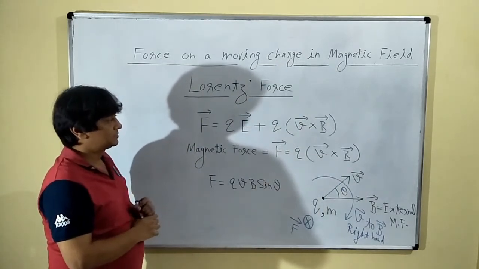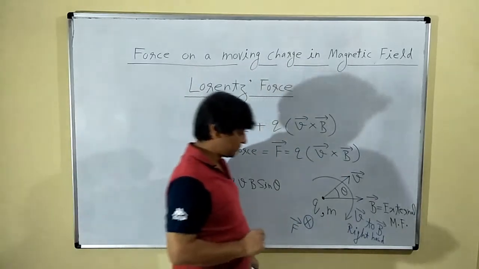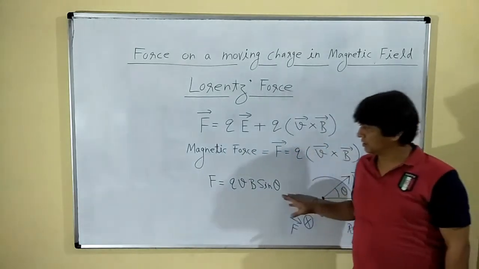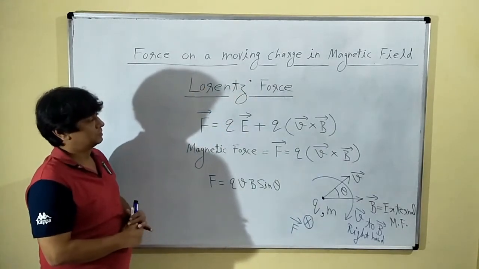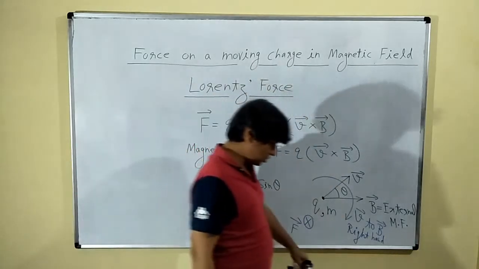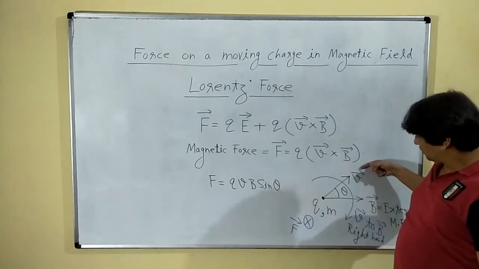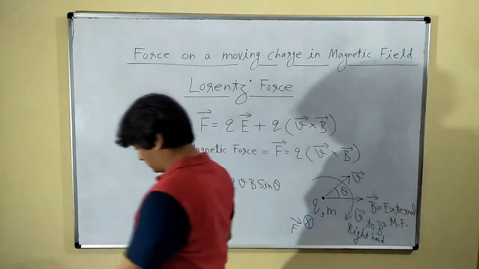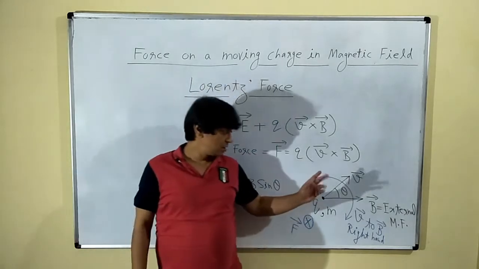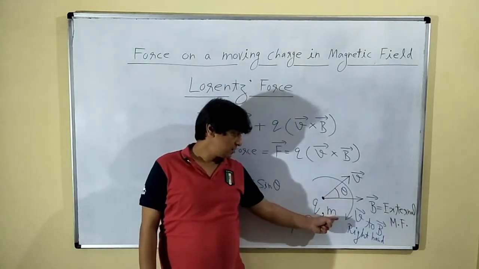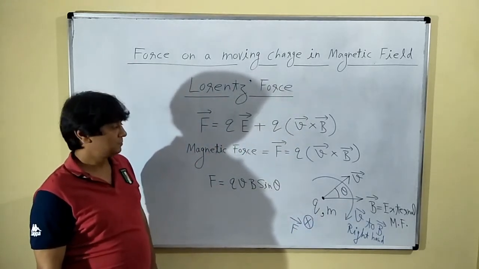In this part, what things do you have to note down? One is this whole information, and then also note down the statement regarding the direction part. Note down the statement: Direction of magnetic force is perpendicular to the plane of V vector and B vector, and is given by right hand rule.